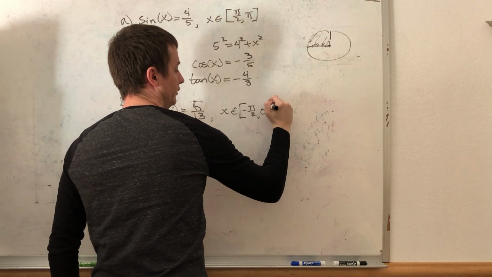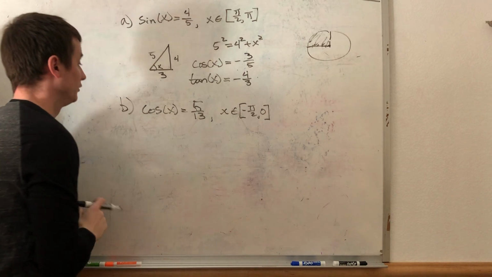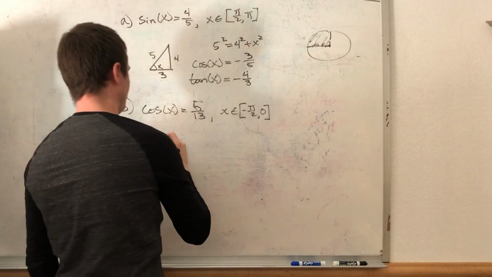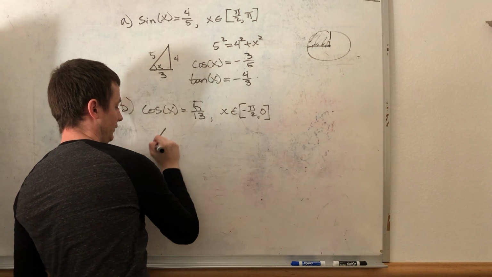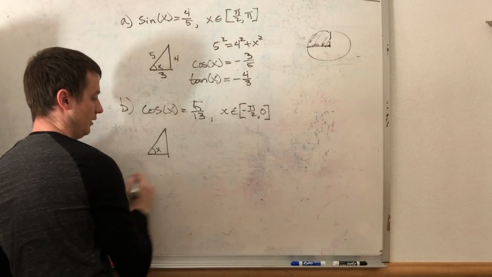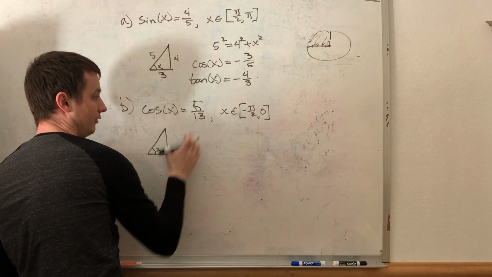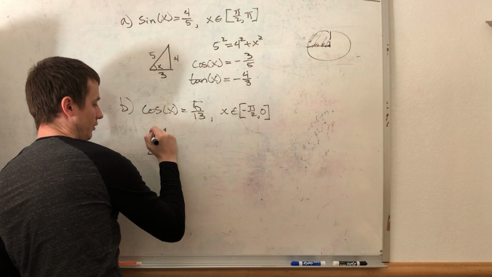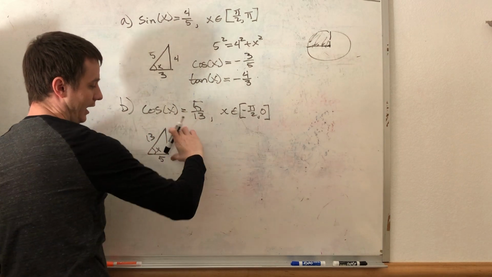Minus pi halves and 0. Okay, so similar thing, we have to reset up our triangle, but with 5/13, and then we need to figure out what the height is going to be. So if this is our x, then I know cosine of x is 5/13, which means that x is 5 and our r is 13, and so we need to figure out what the height of this triangle is.